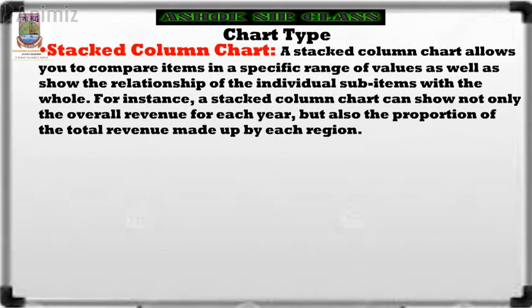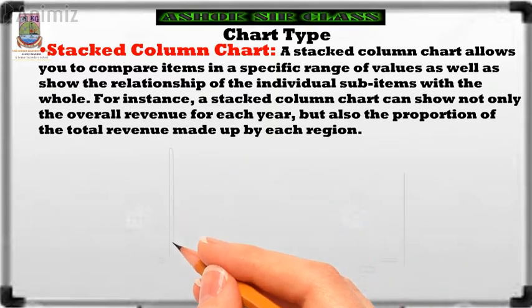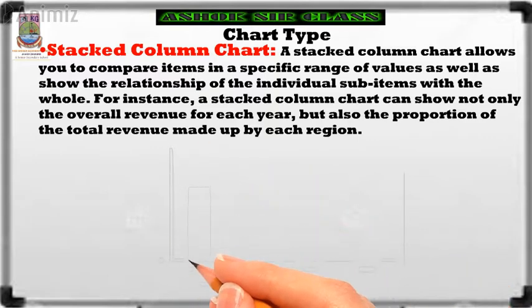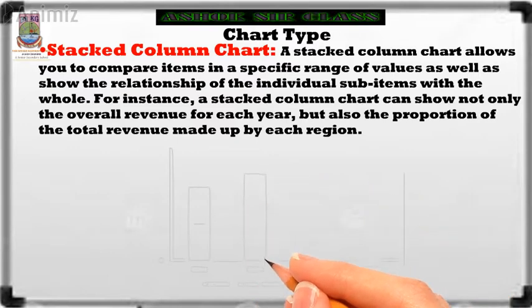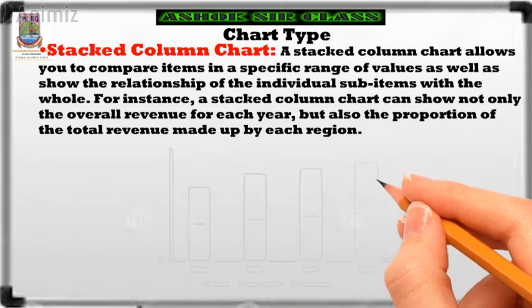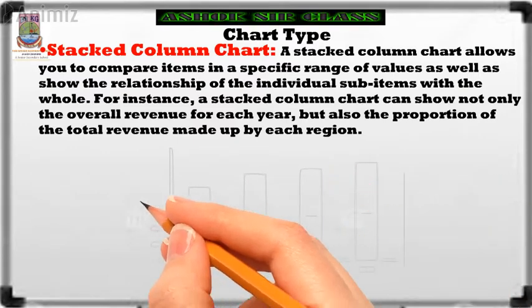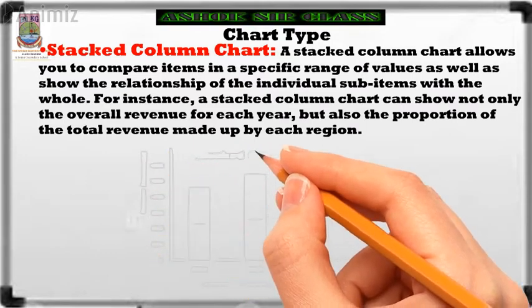Stacked column chart. A stacked column chart allows you to compare items in a specific range of values as well as show the relationship of the individual sub-items with the whole. For instance, a stacked column chart can show not only the overall revenue for each year, but also the proportion of the total revenue made up by each region.